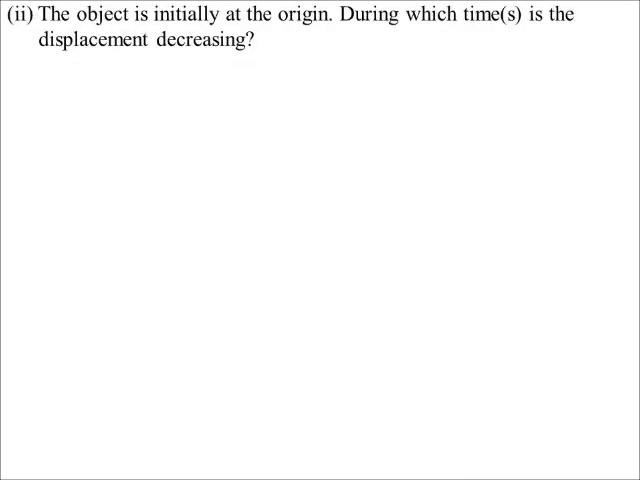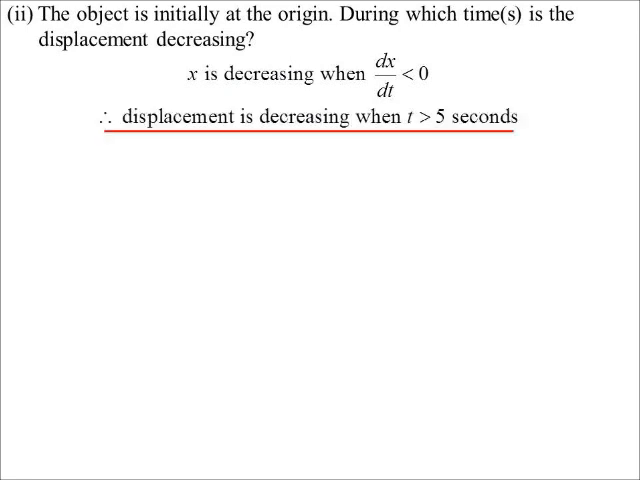Okay, they've told us the object starts at the origin. During which time is the displacement decreasing? Well, we know a function is decreasing when the first derivative is less than 0. So we're now saying, hey, this graph we've got, when is it less than 0? When is it below the horizontal axis? Well, just looking at our picture, we can see that happens when t is greater than 5 seconds.